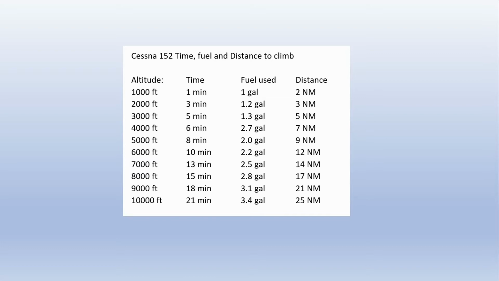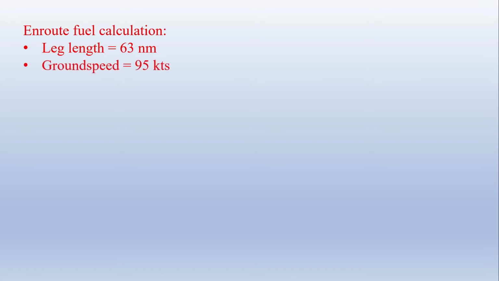So let's take a look at a fuel calculation example of how much fuel we're going to need. The first thing we need to do is determine how much fuel we're going to burn on a leg of a cross-country flight. The way we do that is we take the leg length. Our first leg from Pine Bluff to Greenville is 63 nautical miles. We take our ground speed, which is 95 knots.